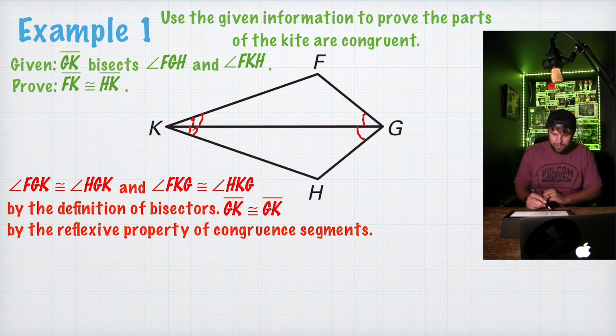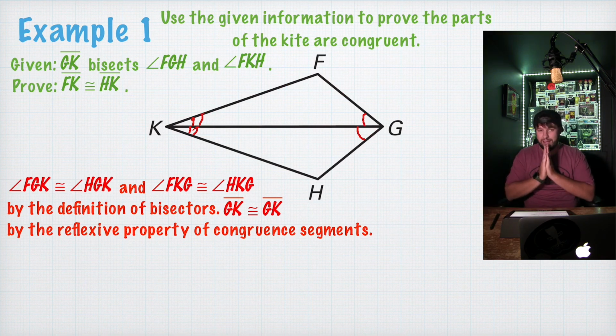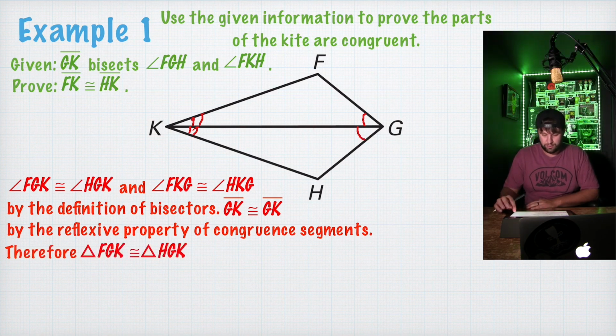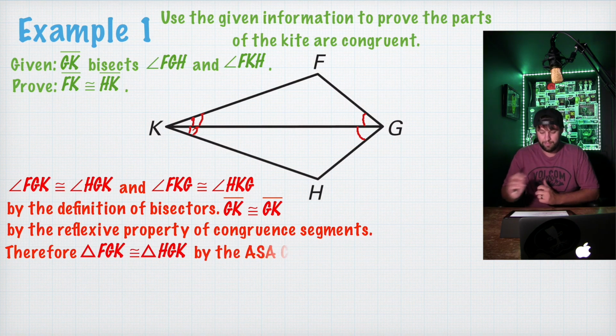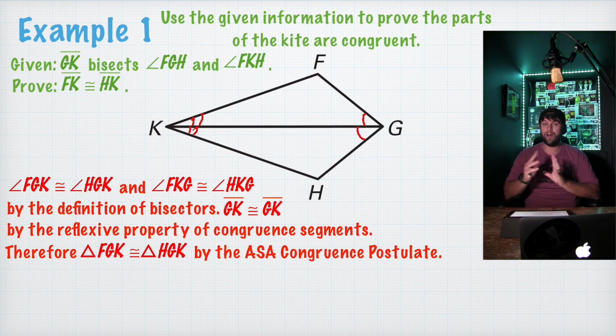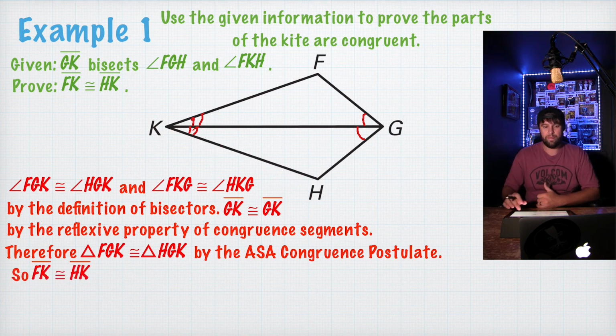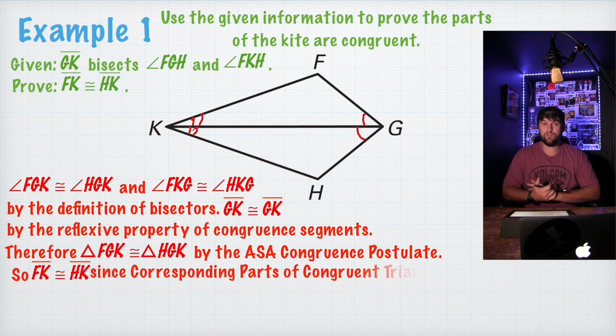So now we know that these two triangles are congruent, and we know that they're congruent by the ASA congruence postulate because we have an angle, a side, and an angle to prove that they are congruent. So let's go ahead and say that the two triangles are congruent. Triangle FGK is congruent to triangle HGK by the ASA congruence postulate. Now, we know they're congruent, so we're able to just say that FK is congruent to HK since corresponding parts of congruent triangles are congruent.